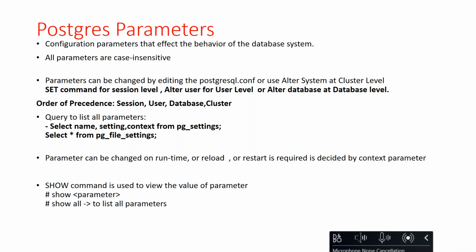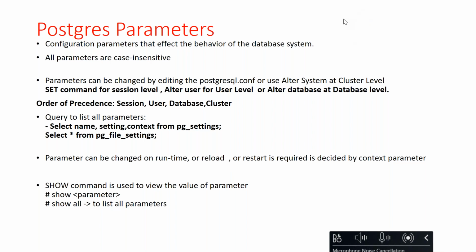Okay, so we talked about the parameters, right? What are parameters? Parameters are the values for different properties of your database, and also the memory occupied by the database on your RAM side, right? And these parameters are being stored in which file? The postgresql.conf file. Okay, the PostgreSQL.conf file.